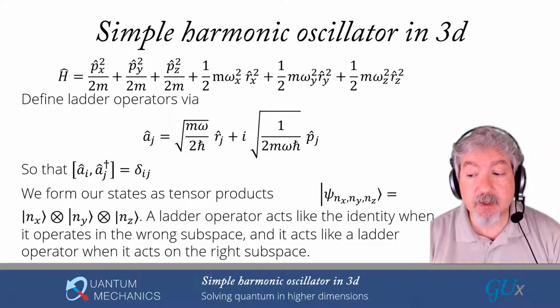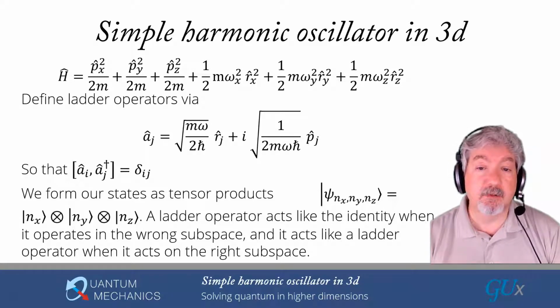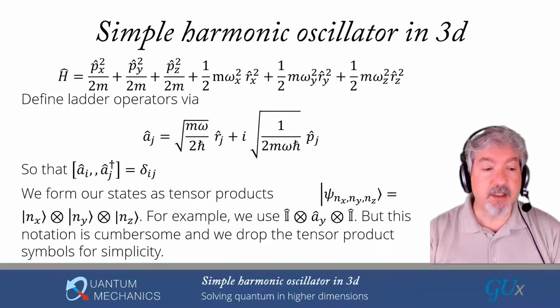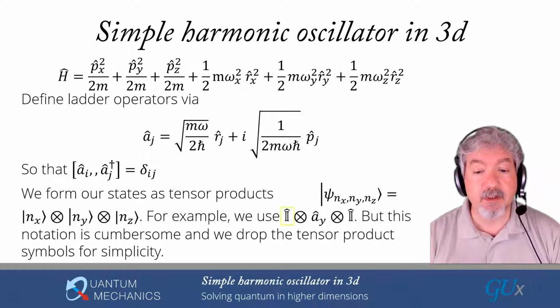And then we know exactly what happens for that from all the work that we've done with the simple harmonic oscillator in this module. So let me just summarize that for you. As a second example, we'll look at what happens with the ladder operator in the y direction. We would write that as identity tensor product AY tensor product identity.